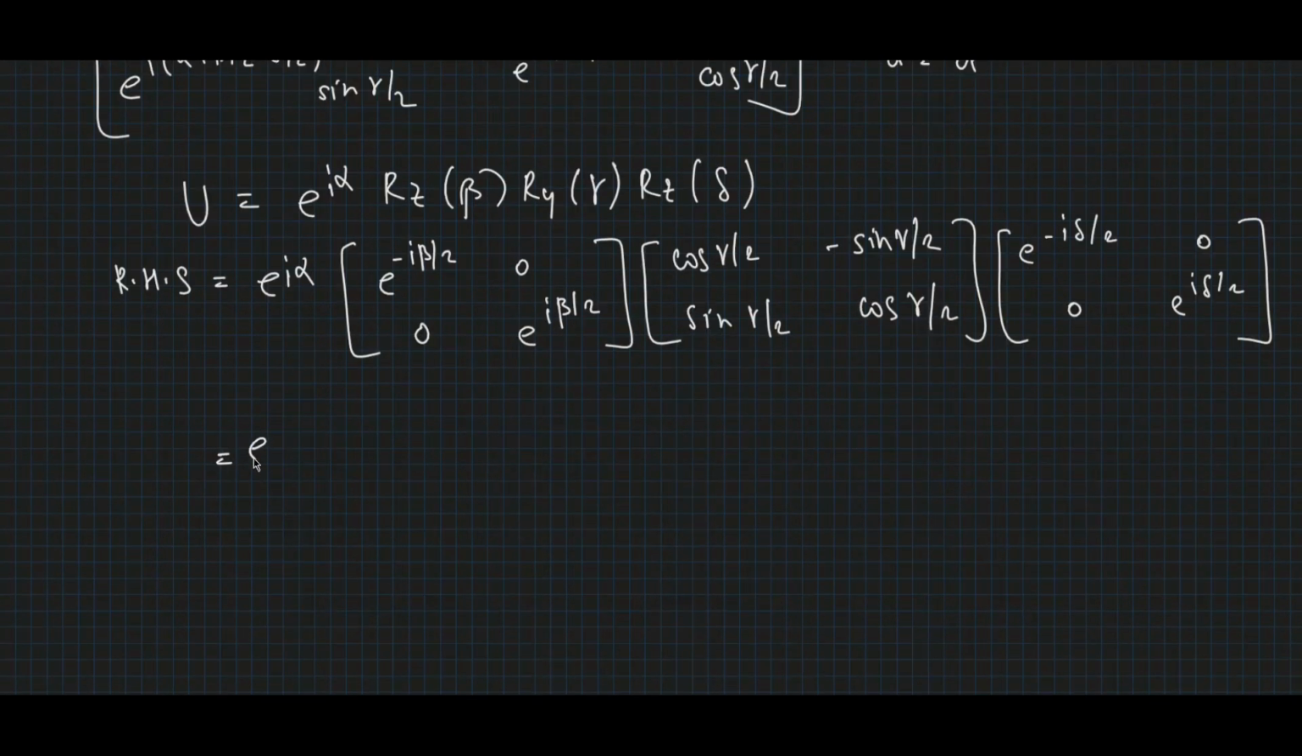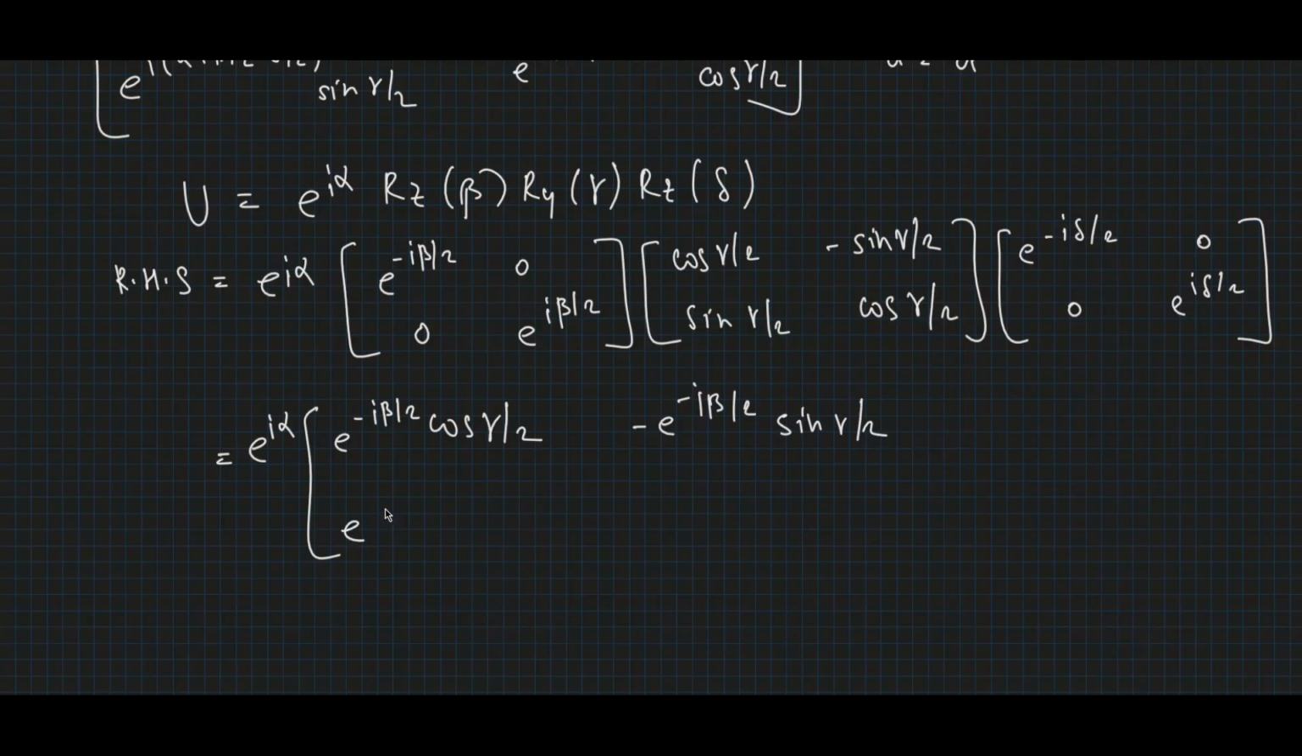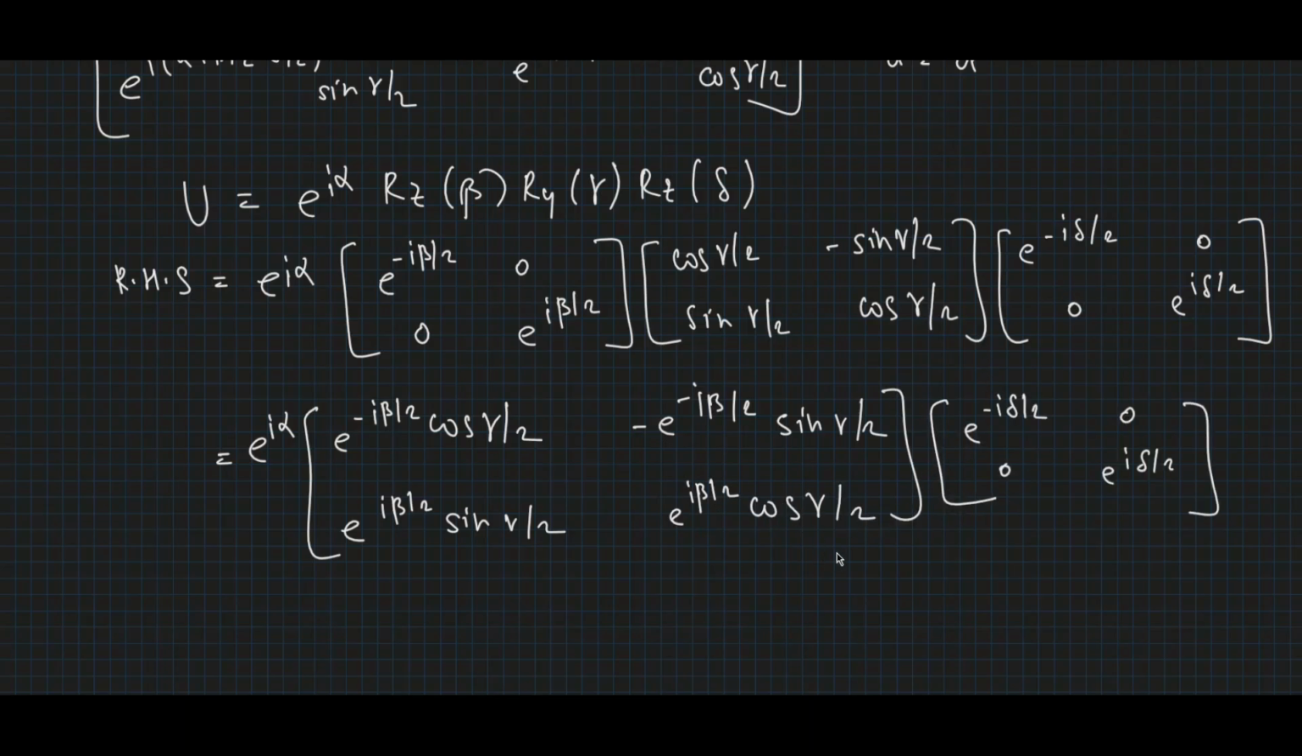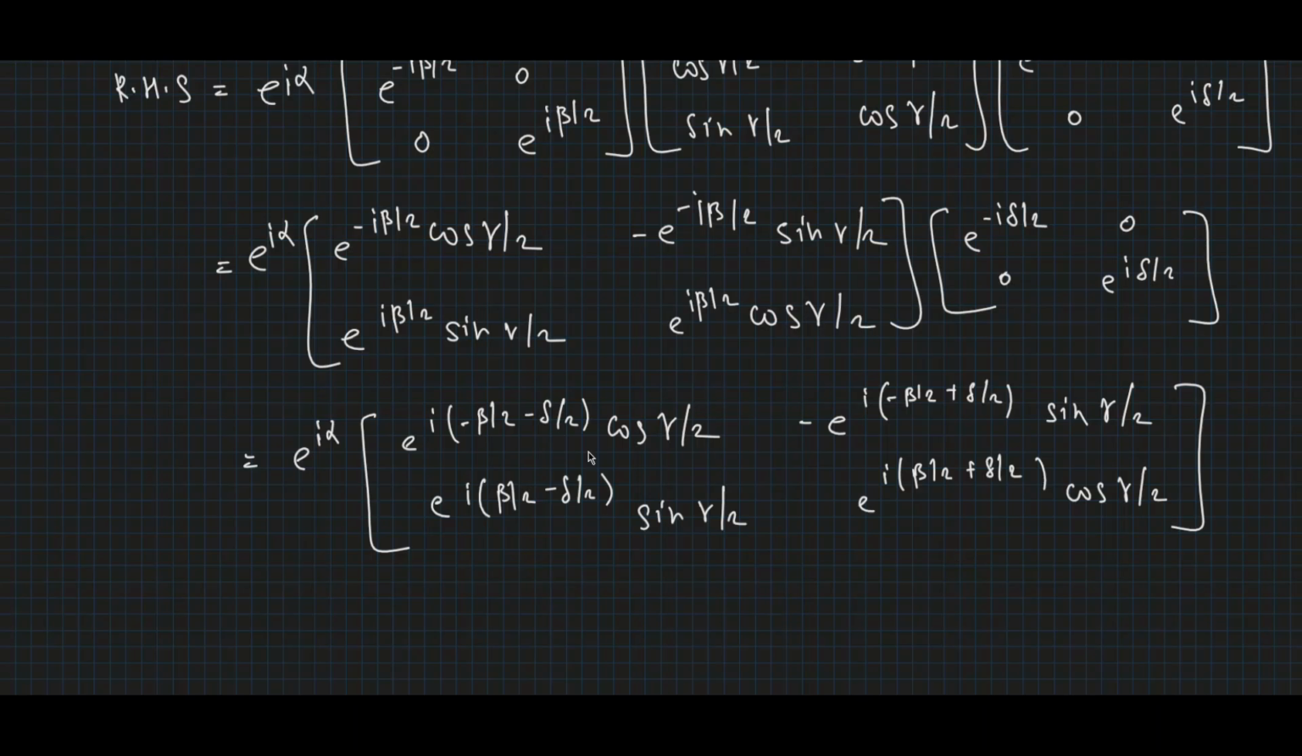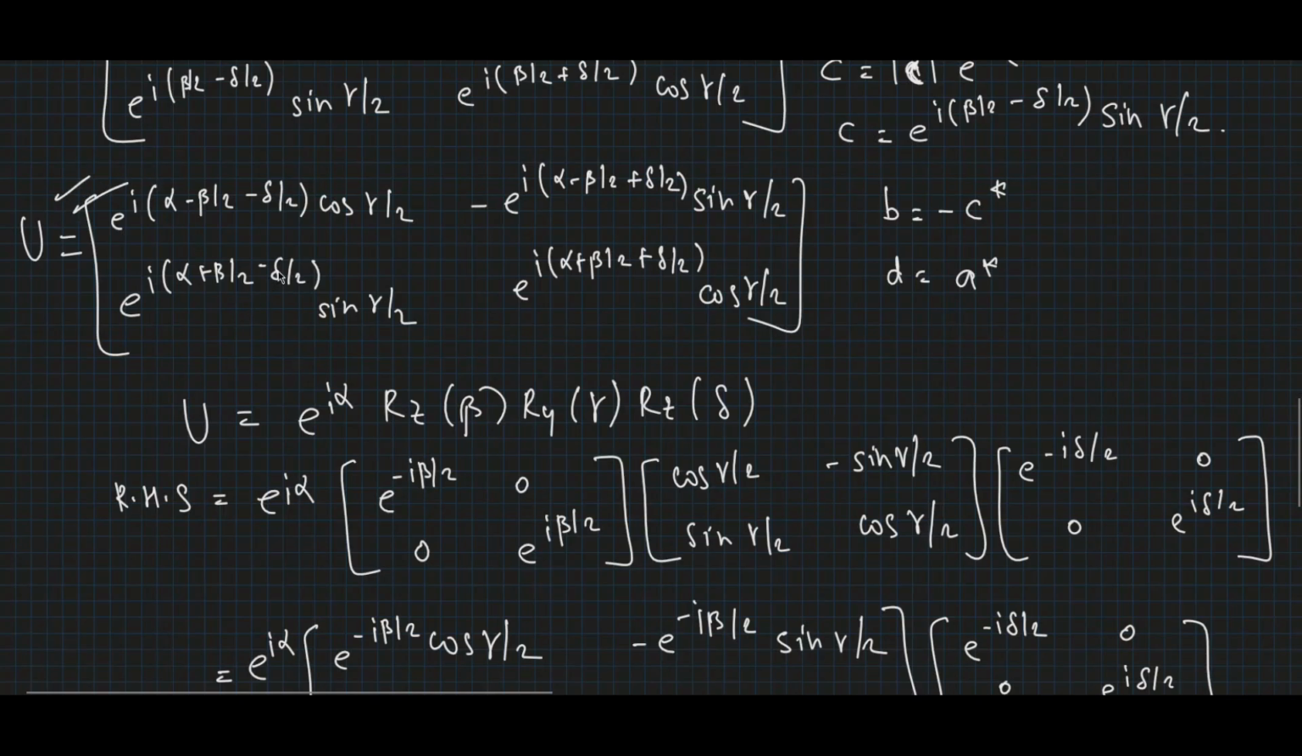So it would be equal to e raised to i alpha. Multiplying the first and second matrix, we'll get e raised to minus i beta by 2 cos gamma by 2, minus e raised to minus i beta by 2 sin gamma by 2, e raised to i beta by 2 sin gamma by 2, and e raised to i beta by 2 cos gamma by 2, into this matrix. Now multiplying these two matrices, we get this result, and by multiplying e raised to i alpha inside it, we will arrive at this expression for u.